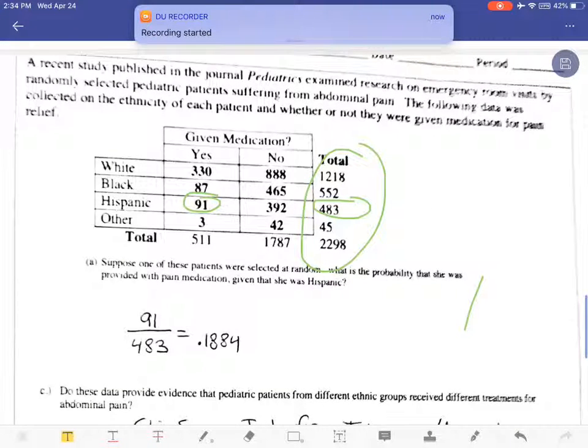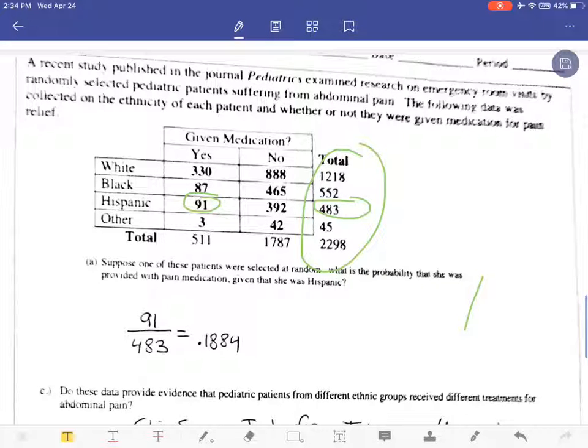Okay, everybody, we got one last question that we're going to deal with, and then the last question you're going to do on your own. It says a recent study published in the Journal of Pediatrics examined research on emergency visits by randomly selected patients suffering from abdominal pain. The following data was collected on the ethnicity of each patient and whether or not they were given medication for pain relief.